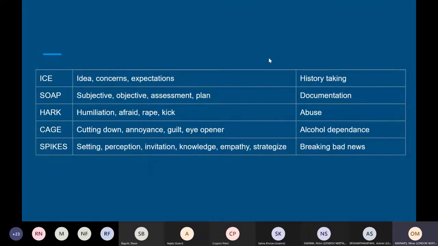So just to cover what the other ones are. ICE, obviously ideas, concerns and expectations, normally used in history taking. SOAP is a framework which people use for writing in the notes. So if you're being asked to write in notes on the ward or as an F1, you can use the SOAP mnemonic. HARK is used to screen for abuse. CAGE obviously used to screen for alcohol, and then SPIKES used as a framework for breaking bad news.